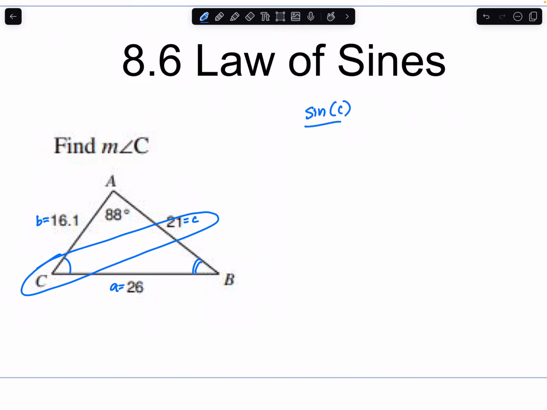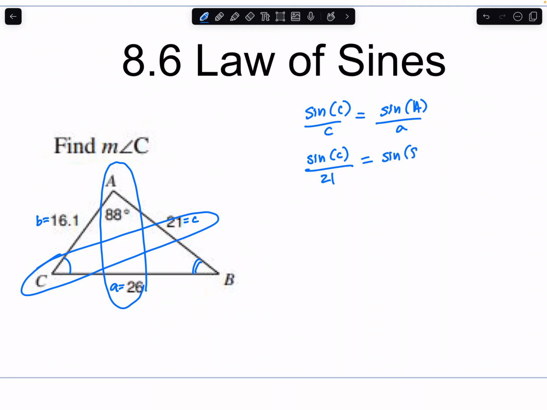Sine C over C. Now, where else do I have more information? Well, angle A and side A is given, so I can use that. Sine A over A. So let's plug in what we know. We don't know the angle for C, so we're going to leave it as C. I know the side length of C is 21. Angle A is 88 degrees. And side A across from it is 26.